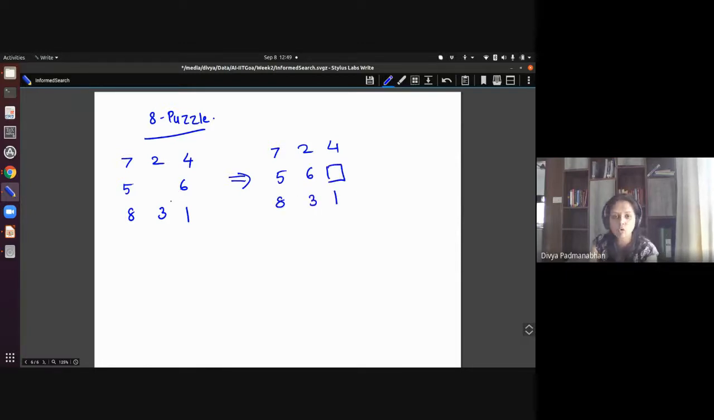So like this, there are 4 valid moves when the blank tile is in the middle. If the blank tile was in this position, there are only 3 possibilities. Either you can move 6 back here, or you can move 4 here and the blank tile moves up, or you can move 1 here and the blank tile moves down. So these are the rules of the game.